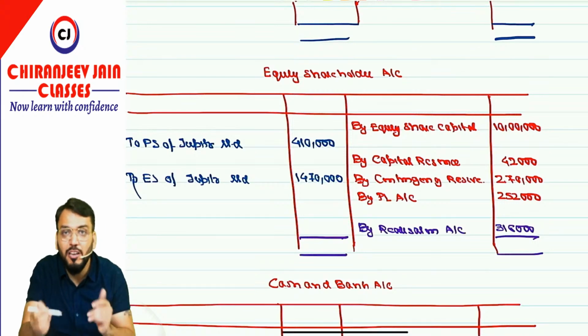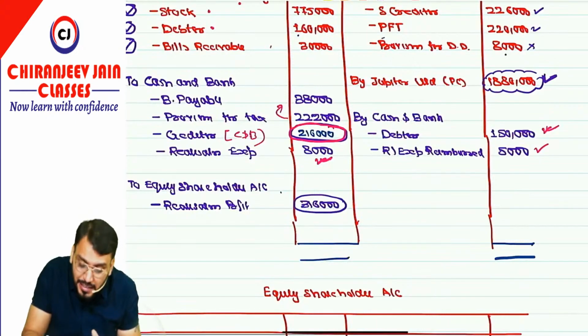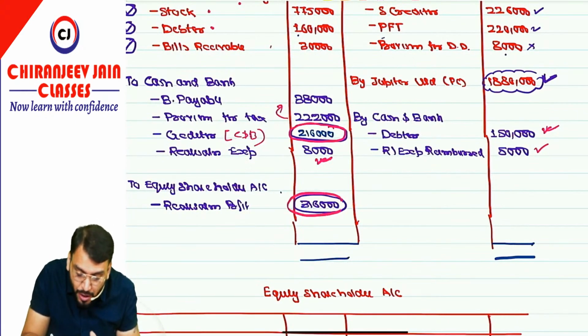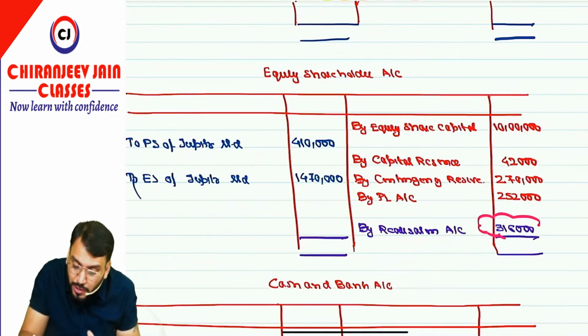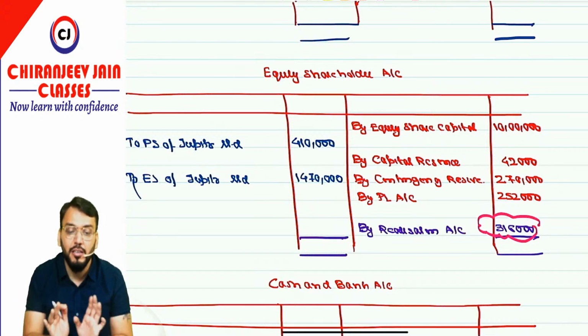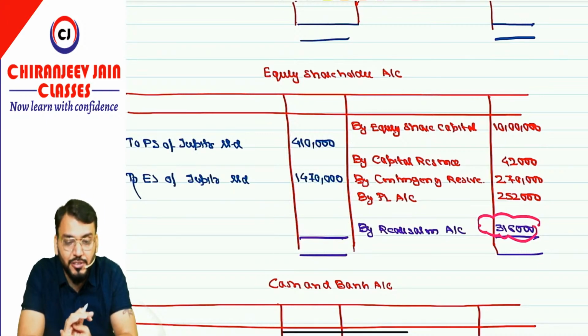Then the last step is what? Close realization account, because cash and bank account is already closed. So close realization account; any difference will be the profit or loss. If it comes, this becomes realization profit, and this realization profit will be transferred to equity shareholders account, and this equity shareholders account will be automatically closed. This is the sum total of all the steps.